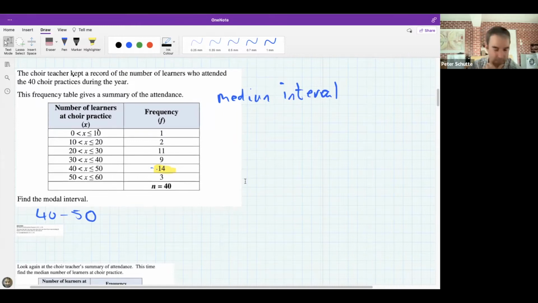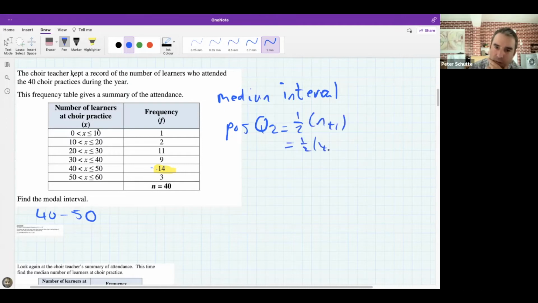So I see two answers that have come through so far. Now, for the position of the median, we always use a half times n plus 1. Luckily, we are given n is 40, and so the position should be 20.5. So we have to count from the beginning and find which interval has in it position 20.5.